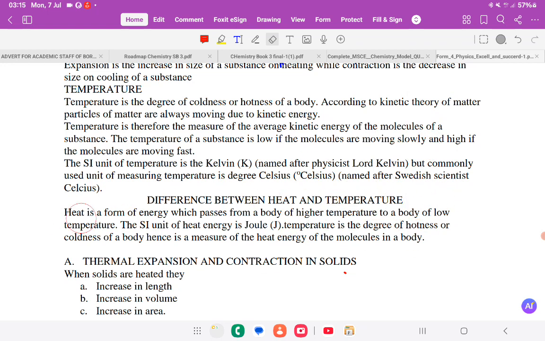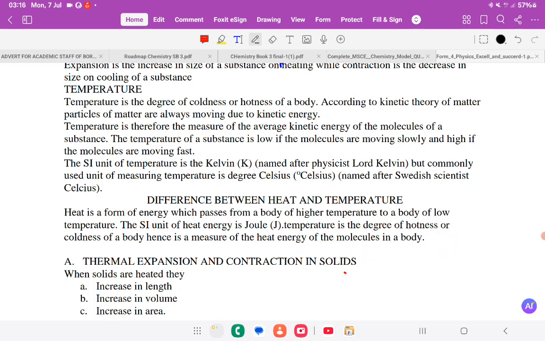All right, so we are saying that heat is a form of energy which passes from a body of higher temperature to a body of low temperature. The SI unit of heat is the joule, while that of temperature is the Kelvin. Temperature, on the other hand, is a degree of hotness or coldness of the body. So it's basically a measure of heat energy of the molecules in a body.